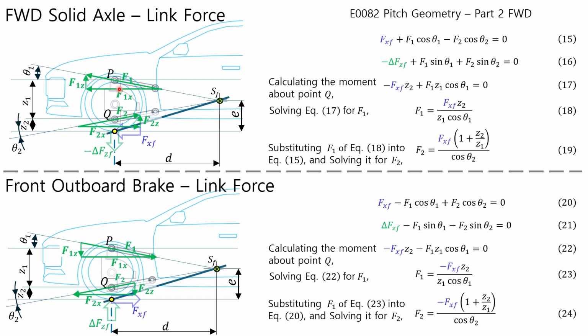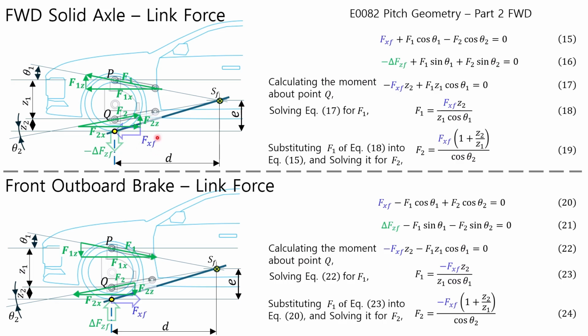the front suspension links. Equation 16 expresses that the vertical component of the force F1 acting on the upper arm and the vertical component of the force F2 acting on the lower arm, which are generated as reactions to the driving force, FXF, must be in equilibrium with the ground reaction force, delta FZF, for the vertical dynamic load of the front suspension links. As mentioned, minus delta FZF does not include static load and is the ground reaction force for the vertical dynamic load transfer through the links generated by the driving force FXF.